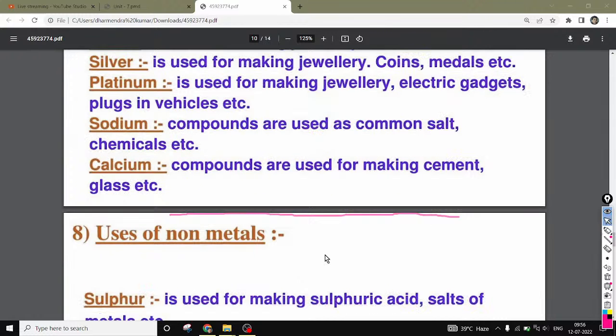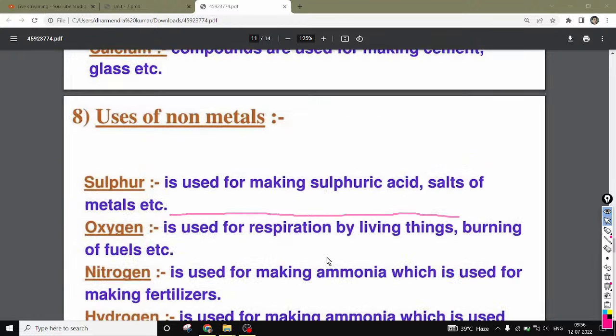Next, about the use of non-metals. Till now we have seen the use of metals, and now we are discussing the use of non-metals. So why are these non-metals used, and what is their importance for us? Sulfur is used for making sulfuric acid, salts of metals, etc.